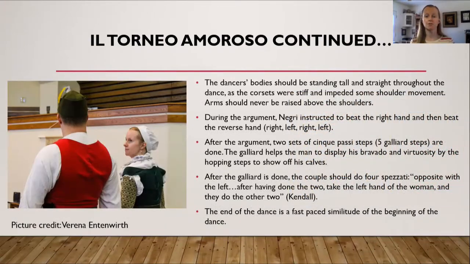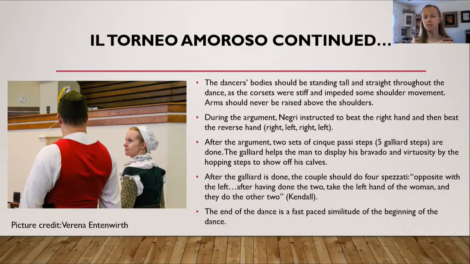Throughout the dance, the dancer's body should be standing tall and straight, as the corsets they were wearing were stiff and impeded some shoulder movement. It was also considered poor etiquette if your arm went above your shoulder. So think long, heavy arms. If anything, think of having a long decorative sleeve that you want to keep down low, and you want to show off those sleeves. So you don't want to show off your armpits. You want to show off the sleeves. So heavy arms. Keep the hands down.